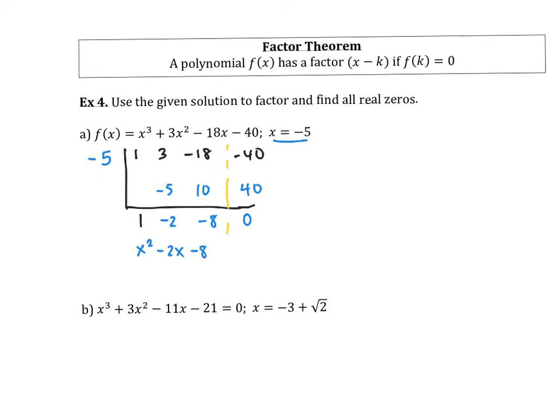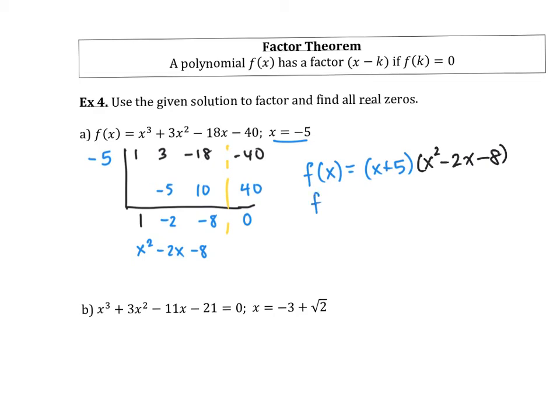Okay, now I'm going to go back and answer the question. It wants me to use the given solution to factor and find all real zeros. So I'm going to go ahead and factor as much as I can first. Now let me think. Because they gave me x equals -5, then it must be true that x plus 5 is a factor. When I divided by the first factor, I was left with this polynomial down here. So that's the remaining factoring I need to do.